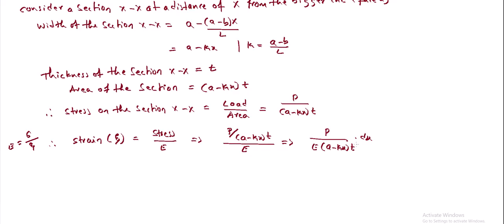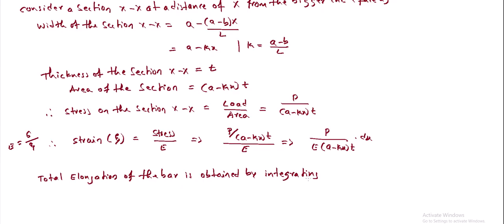I need to consider this for the overall length. So the total elongation of the bar is obtained by integrating the above equation between the limits 0 to the total length L.